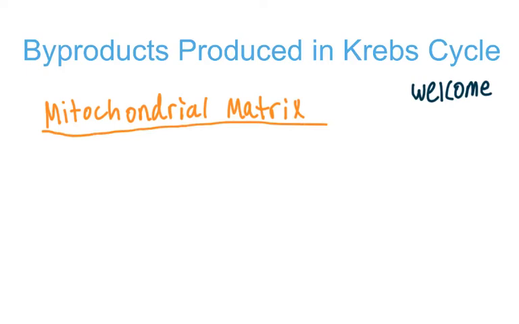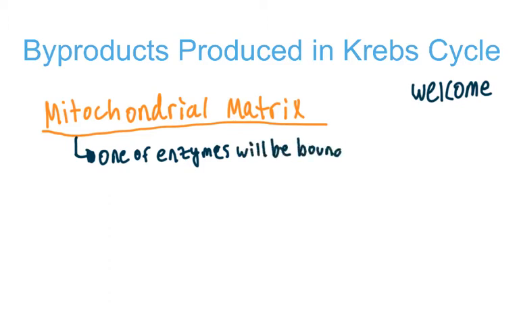Let me just state that one of the enzymes, however, is not going to be completely in the mitochondrial matrix. It will be bound on the inner mitochondrial membrane, also called the cristae of the mitochondria.